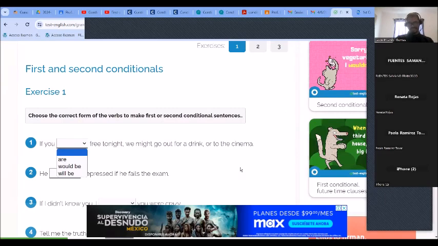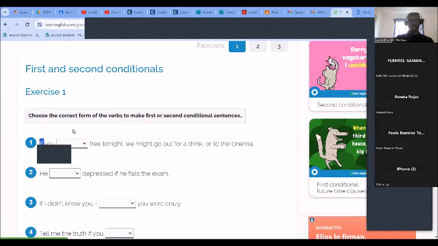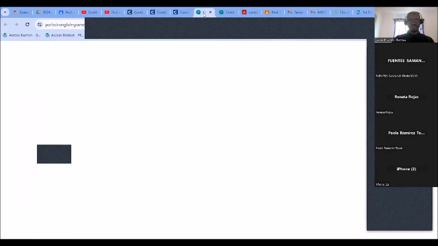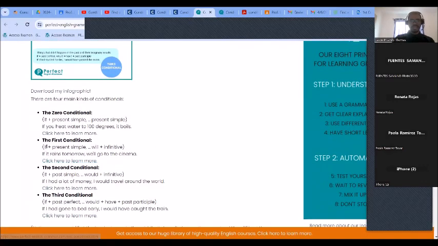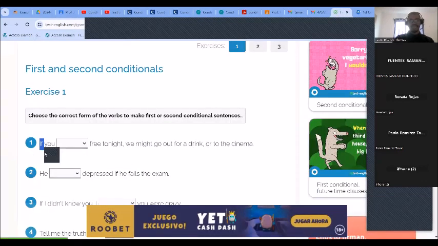If you will be free, Tony, we might go out for a drink or to the cinema. All right, the formula for the condition is, if you have the if clause, you will add your verb tenses here. Now look at the structure again. First conditional is if plus present simple. Second conditional is if plus past simple. In this example, it's if plus what?